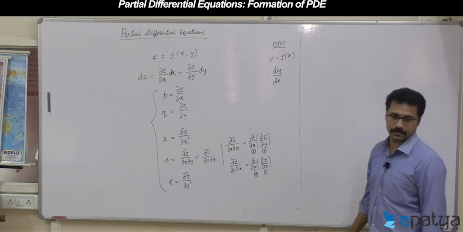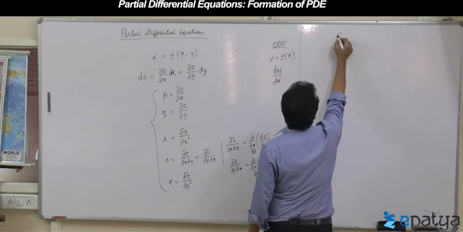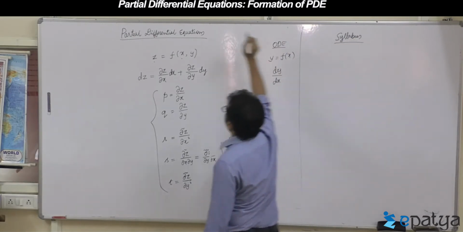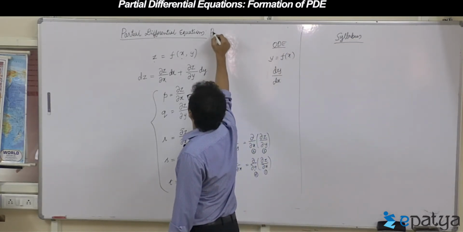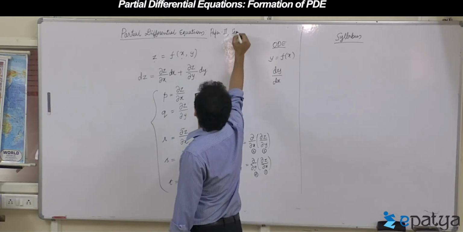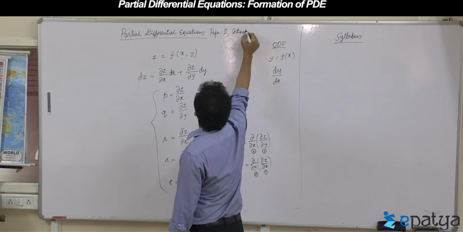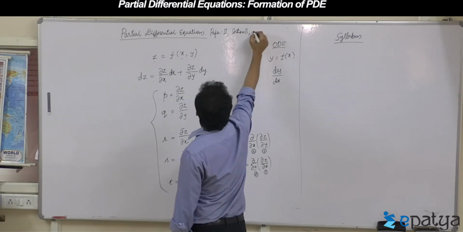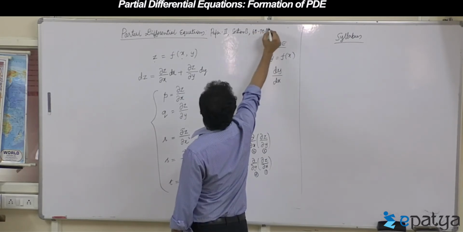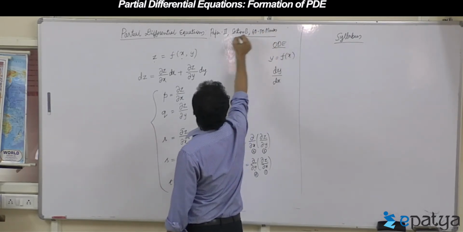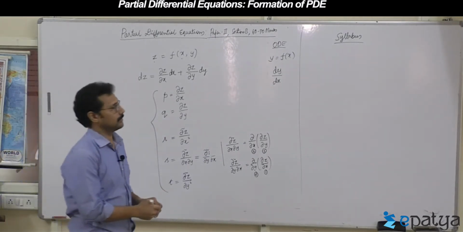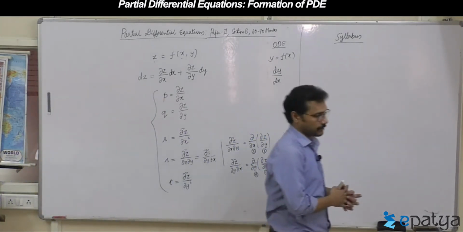Syllabus, go to syllabus. First of all, this is part of paper 2, section B. Marks that you can expect, 60 to 70 marks. That depends on the paper setting pattern. Okay.